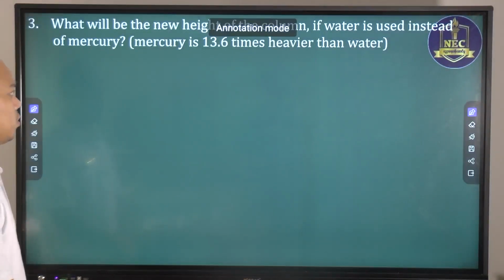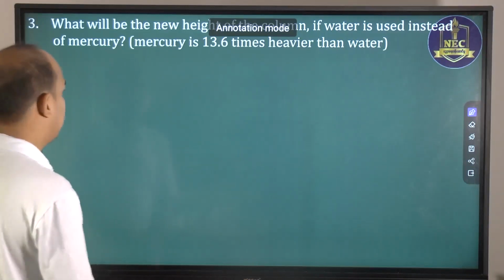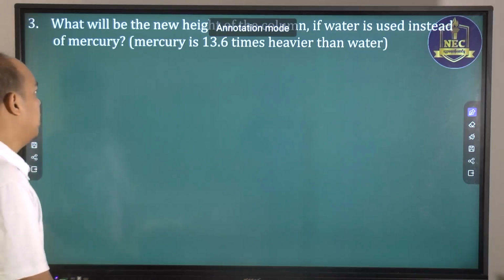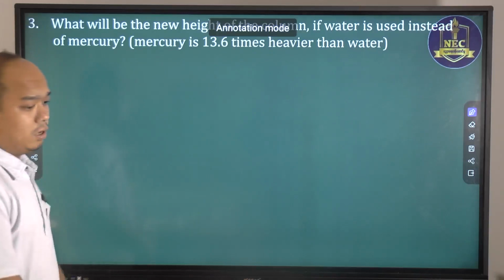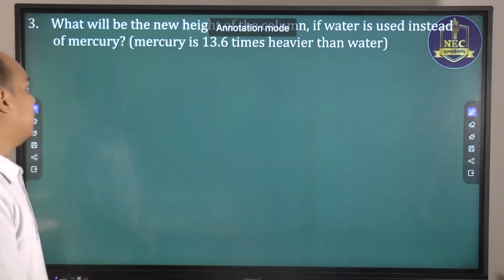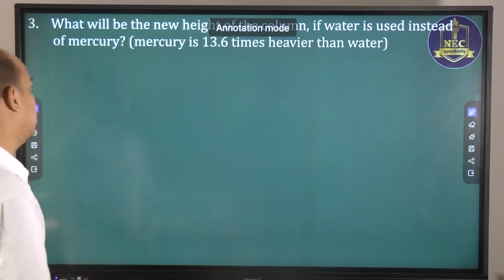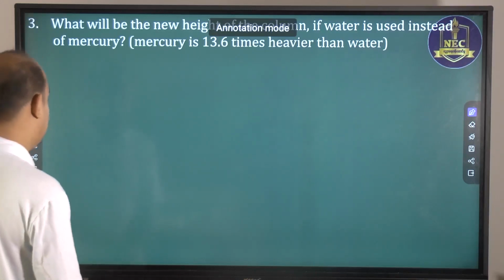What will be the new height of the column if water is used instead of mercury? The pressure is the same, the air pressure. Mercury is 13.6 times heavier than water.